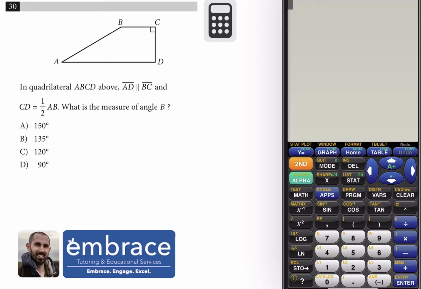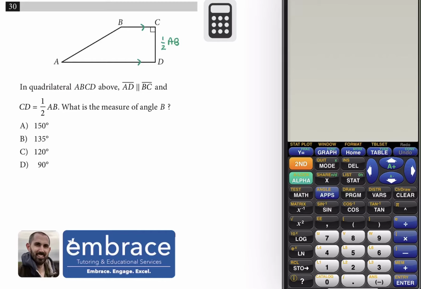So it says, in quadrilateral ABCD above, segment AD is parallel to segment BC. So we can denote that in our picture with some arrows. And CD is equal to 1/2 of AB. So I'm just going to put that in here, 1/2 of AB. What is the measure of angle B?